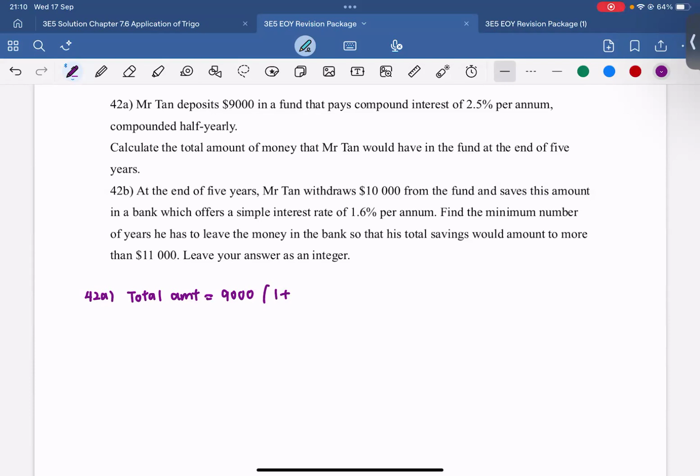2.5 divided by 2. Yes, half yearly. 2.5 divided by 2 is 1.25. Then Joe, what's the N? Wait, how many years is it? 5 years. So it's 10. 5 times 2, 10. Let's go. Let's see.